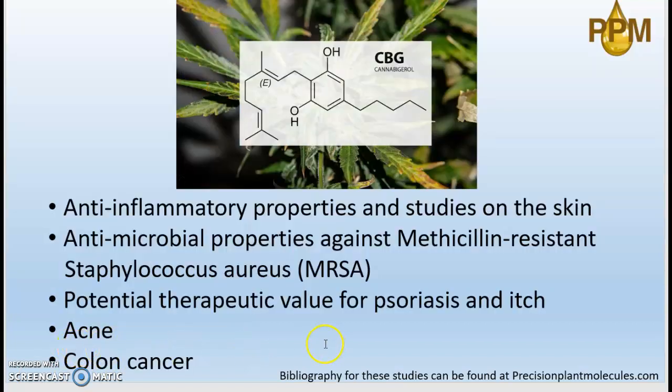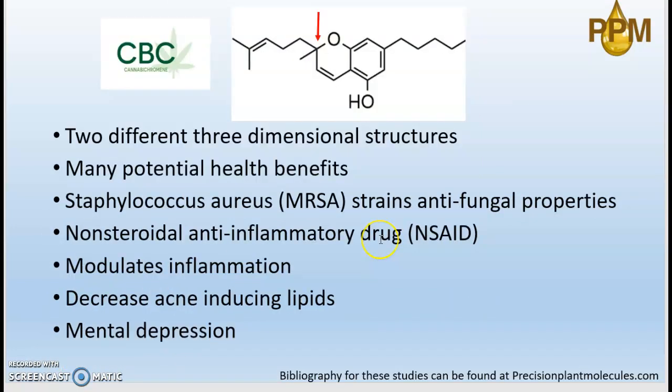CBG is another minor cannabinoid that has been shown to be very beneficial for skin conditions such as acne and other infections like Staph aureus. Most recently, there's also a study that has shown that CBG can work on colon cancer cells. CBC is another molecule in the plant that has many health and wellness benefits based on the literature. But it also, again, just like CBG, has properties that are antimicrobial as well as antifungal.